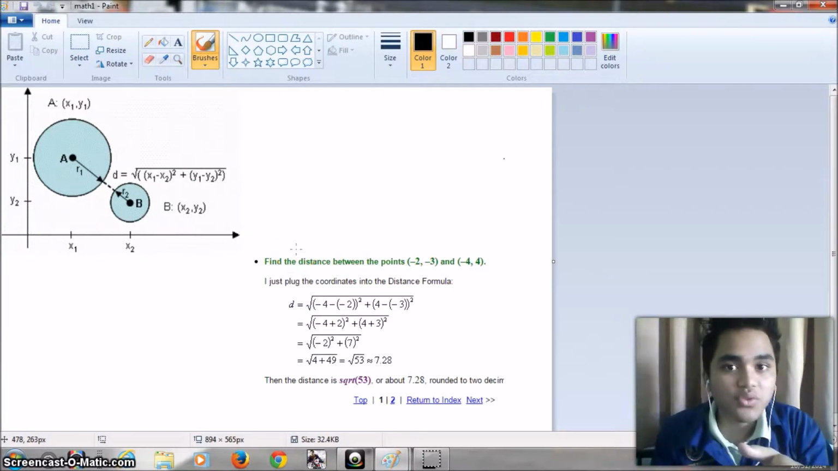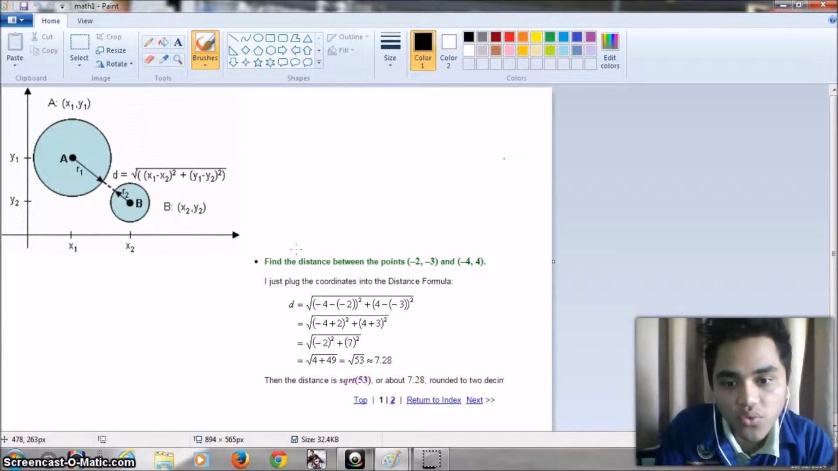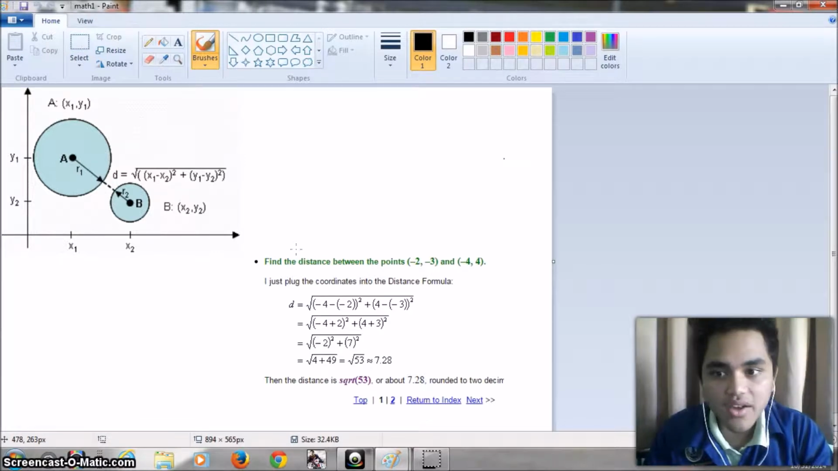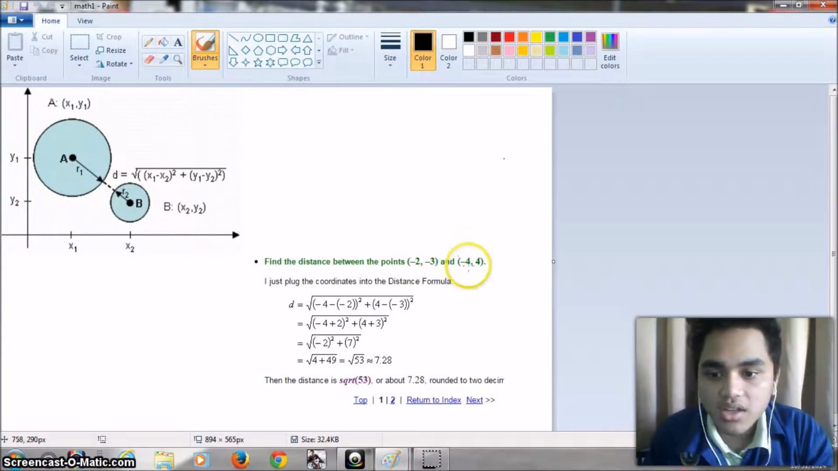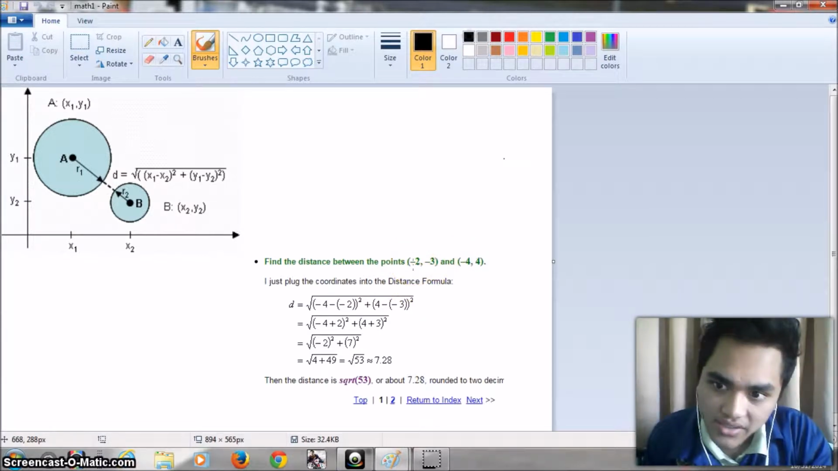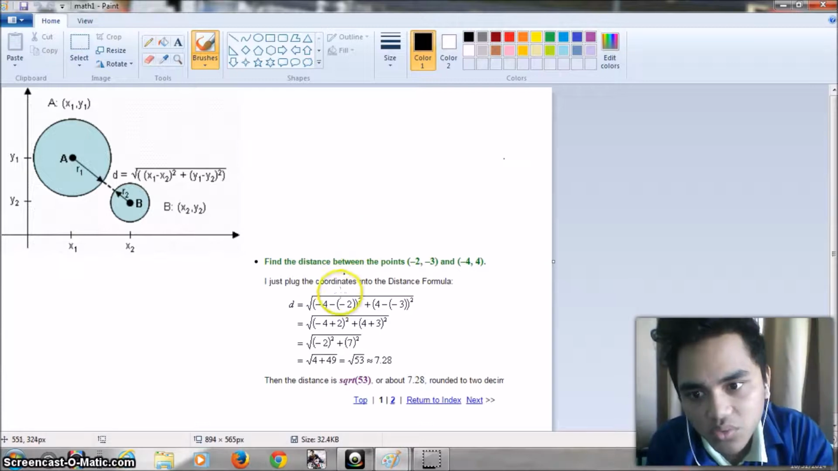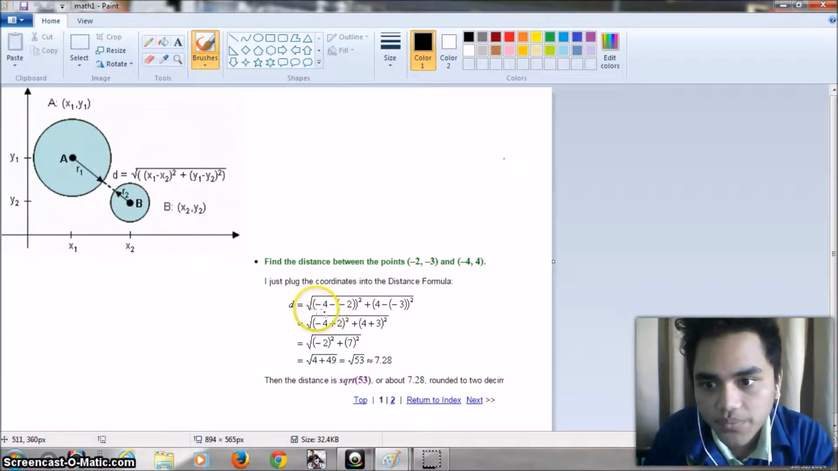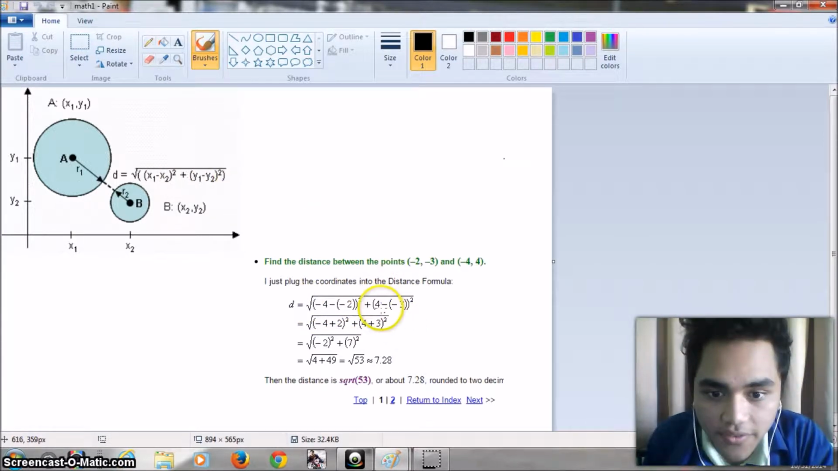I have a question for you to try. Find the distance between points (-2, -3) and (-4, 4). The first thing you should do is assume which point will be your first point, x1, y1. I take (-4, 4) to be my first point. So -4 is x1, 4 is y1, -2 is x2, and -3 is y2. Substitute these points into the formula: -4 is x1 minus -2 is x2, squared, plus y1 which is 4 minus y2 which is -3, squared.